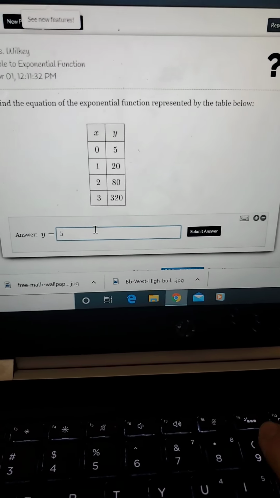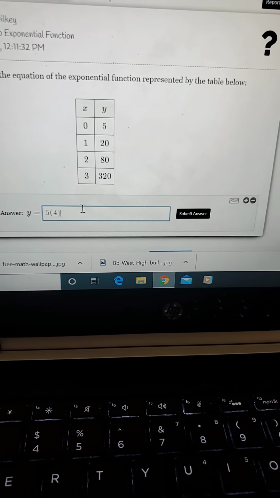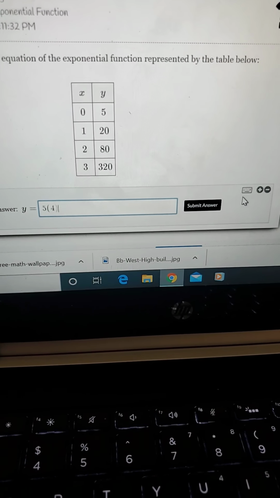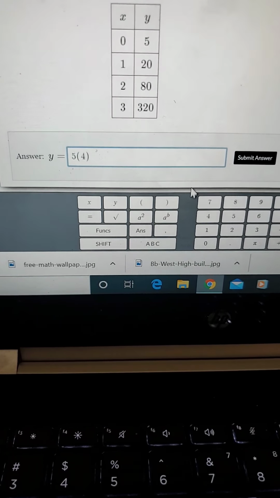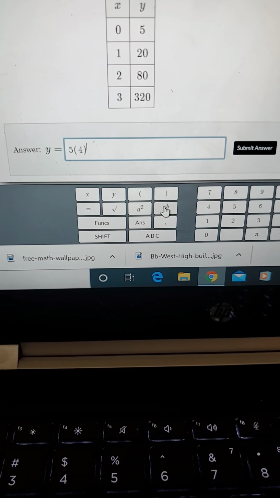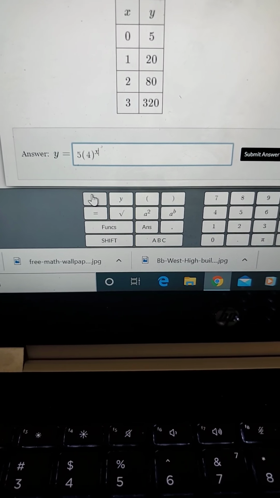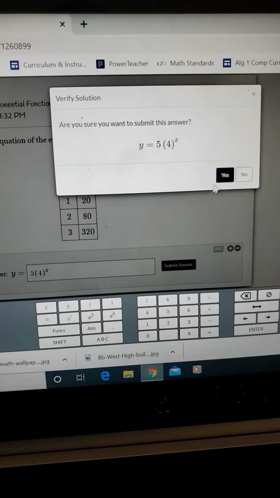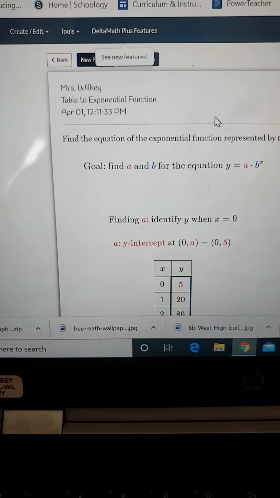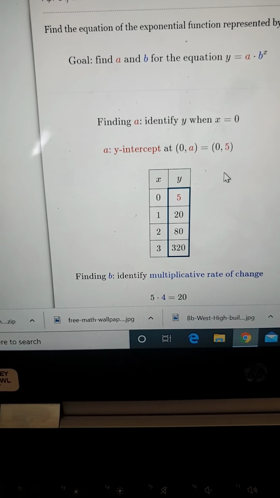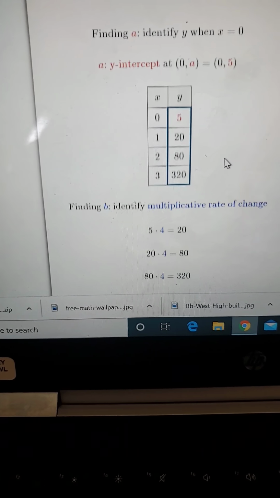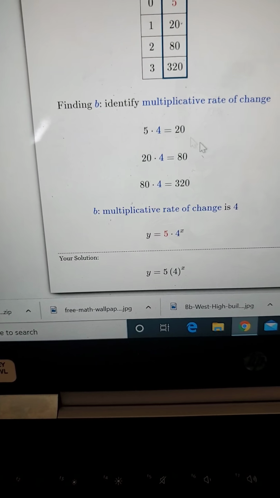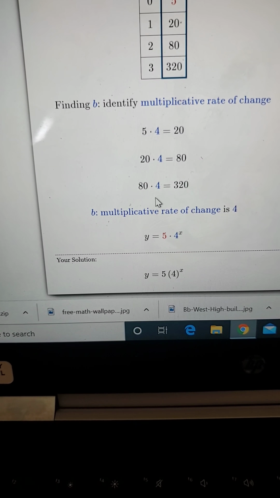All right, so let's put that in over here. 5, I'm going to use parentheses here, 4. And to enter in an exponent, we pull down our little keyboard, and it gives us this option here to put in an exponent of x. Okay, submit. Yes, cool. And then it gives you a little explanation. Well, I don't know if that gives it to you, but it does for me. It might. So there's the rate of change. It's by 4s, going up by 4.